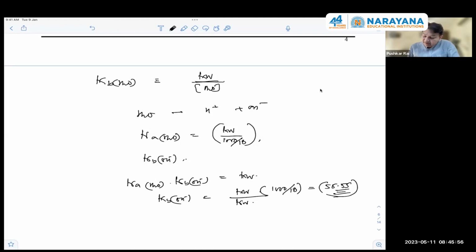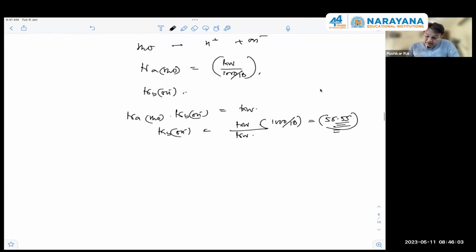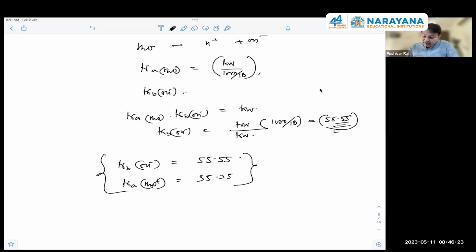Now go and check any standard organic chemistry book, especially the international data. So what will you find? You will find that KB of OH negative is equal to 55.55. Similarly, you will find Ka of H3O plus is equal to 55.55. Strictly speaking, these values are comparisons in aqueous medium.